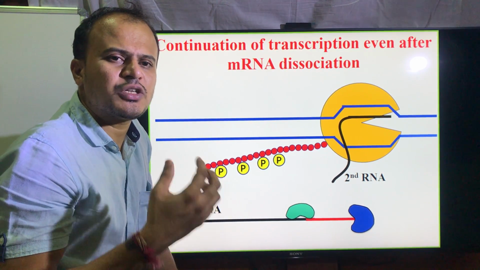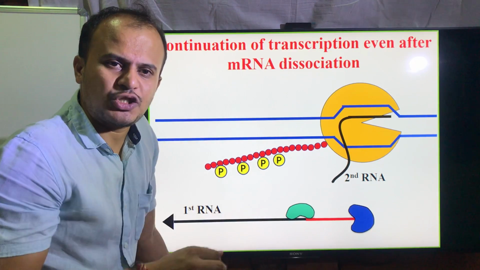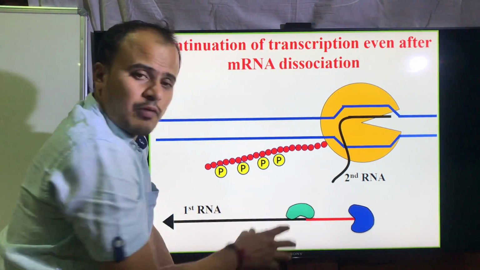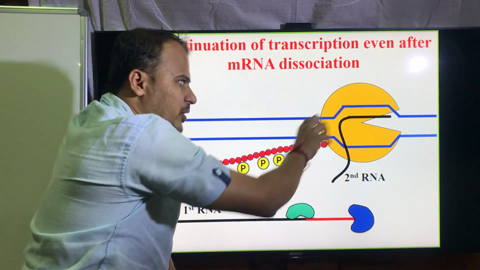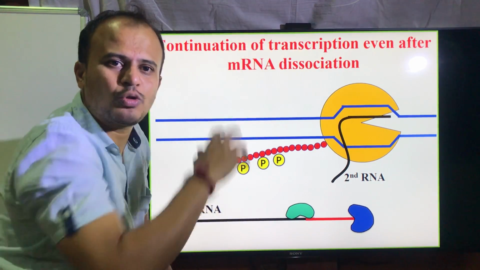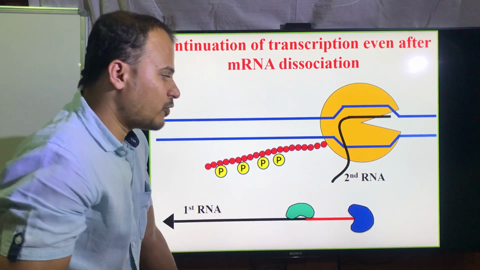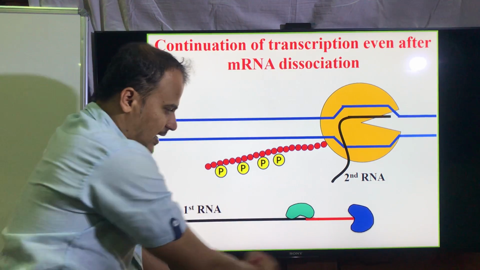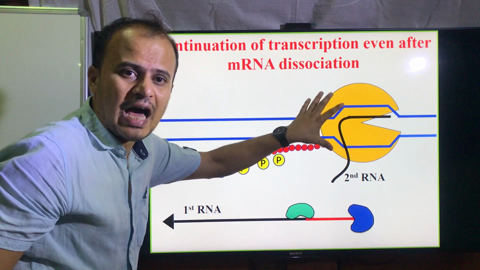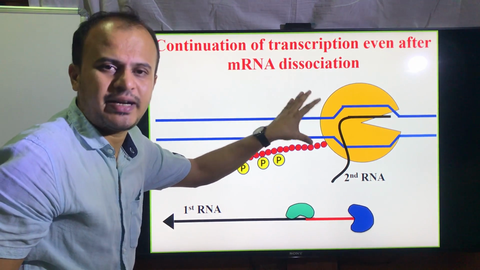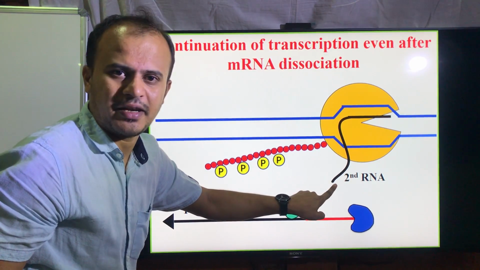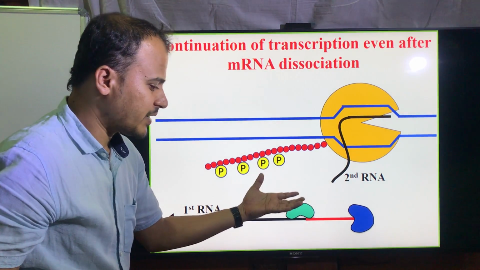How the RNA polymerase recognizes the end of the gene and stops its activity plays a very crucial role. Otherwise, the RNA polymerase is going to continue its transcription activity further throughout the genome. Therefore, I am calling this the first RNA. The first RNA is already detached. Since RNA polymerase has not stopped its activity, there is a formation of the second RNA.